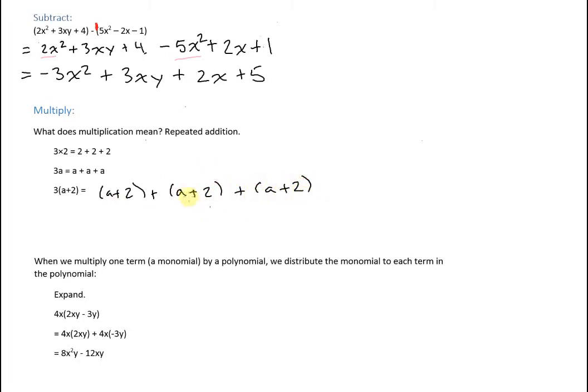Now if we collect like terms, we have a plus a plus a, 3 a's, and 2 plus 2 plus 2, so we have 6. And notice this is the exact same as what we would have gotten if we just multiplied every term by the 3. 3 times a is 3a, 3 times 2 is 6. So the rule is, if we have a monomial multiplying out front of a polynomial, we can just distribute it in and multiply it to everything.